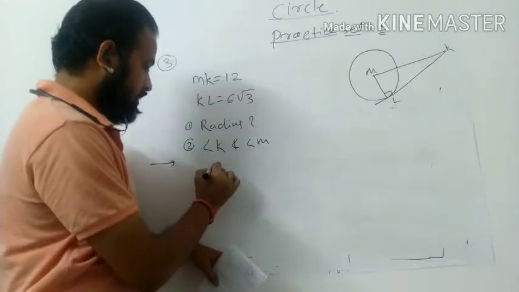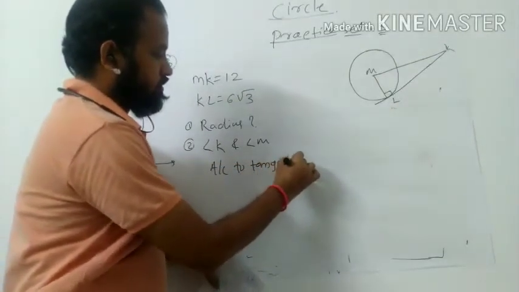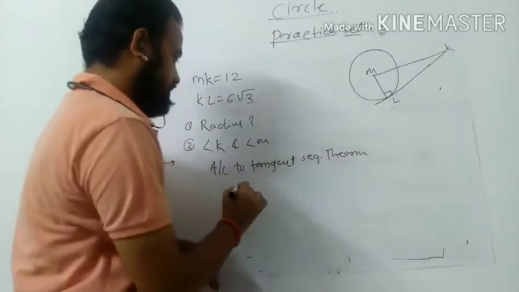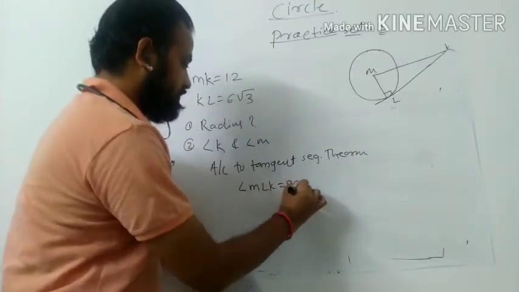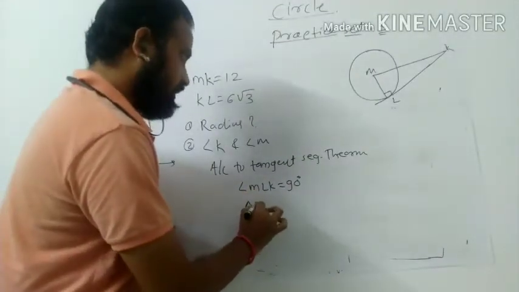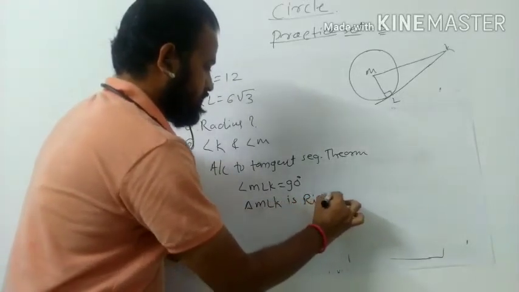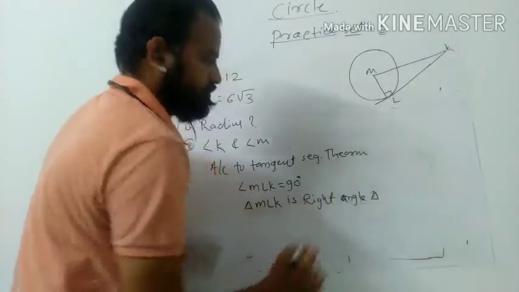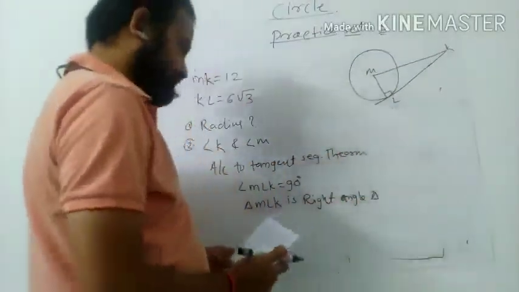So I can write here, according to the tangent segment theorem, this angle MLK is 90 degrees, isn't it? If this is 90 degrees, we can say that triangle MLK is a right angle triangle, isn't it? And if this is a right angle triangle, I can use the Pythagoras theorem here.